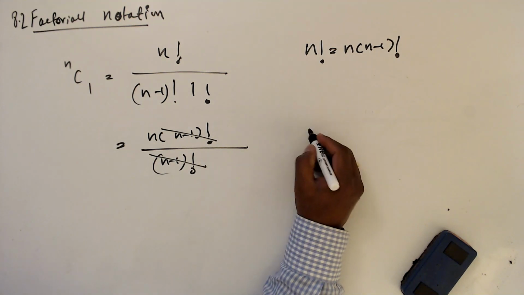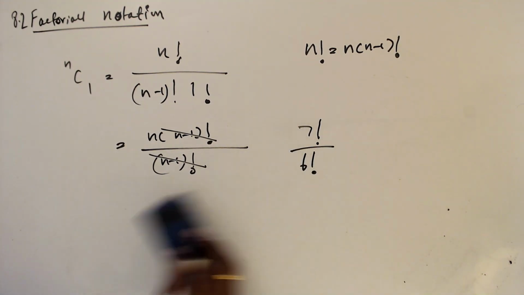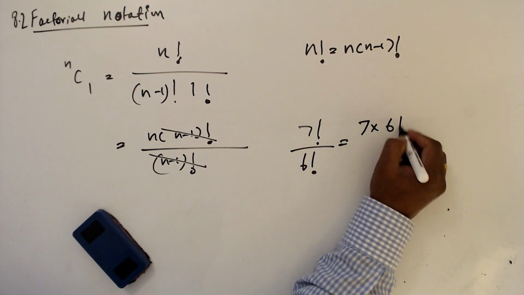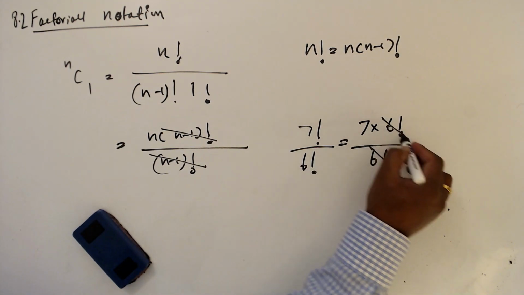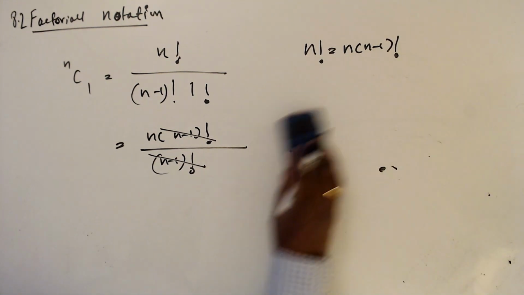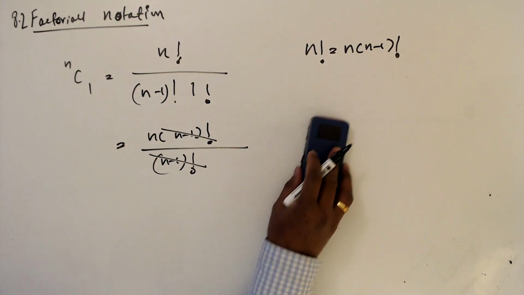It's like this: factorial 7 divided by factorial 6. What is the answer? Factorial 7, I am writing as 7 times factorial 6 over factorial 6. Then this cancels out. The answer is 7. The same thing I am doing here. We'll find what is nC2 now.